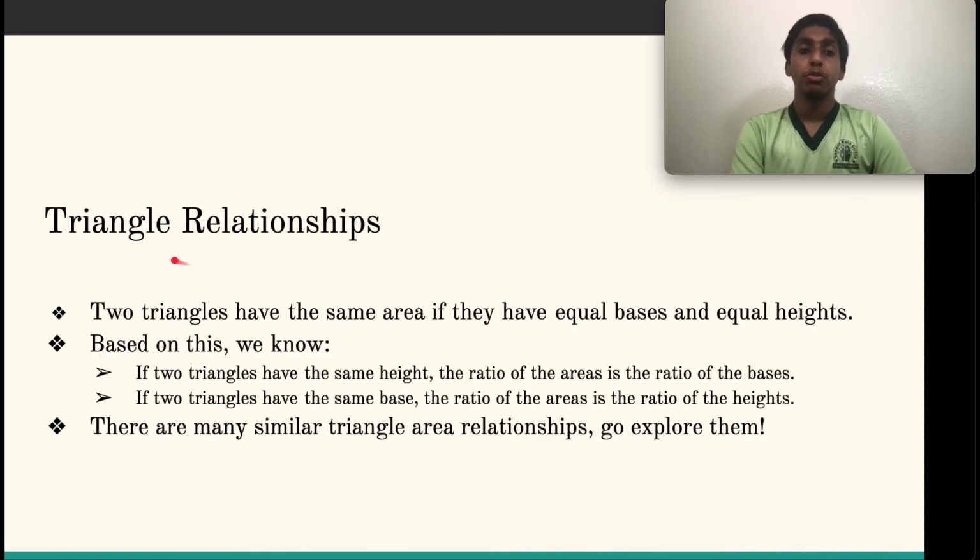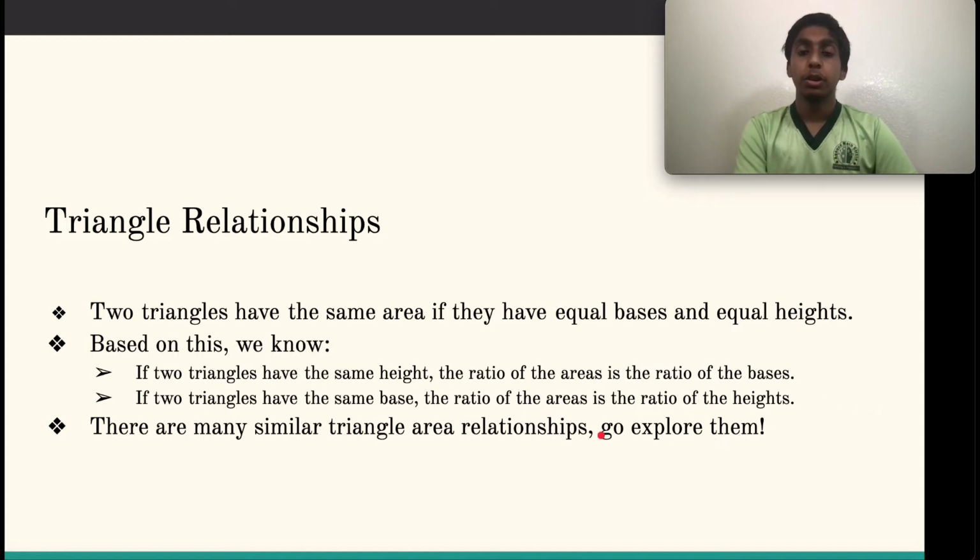Now we have a few more triangle relationships. These are pretty simple, so you shouldn't have too much trouble with this. This is pretty self-explanatory. If I have two triangles with the same area, then they have equal bases and equal heights. If two triangles have the same height, then the ratio of the areas is going to be the ratio of the bases. So if they both have the exact same height, then their bases are different, and that's also going to determine how their areas are different. Similarly, if they have the same base, then the ratio of the areas is the ratio of the heights.